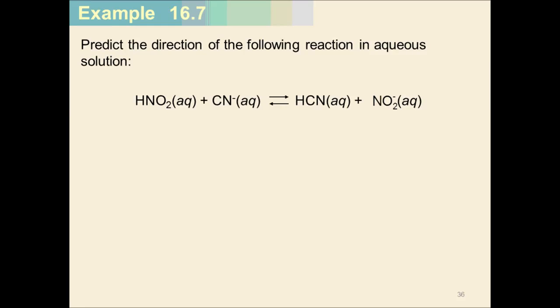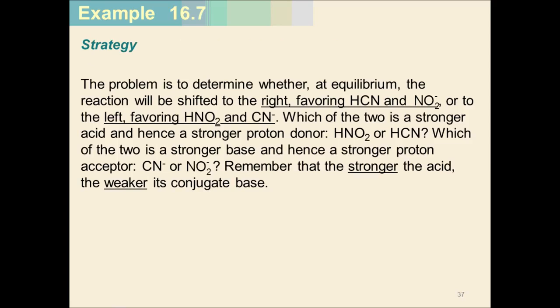On slide 36, let's look at example 16.7. Predict the direction of the following reaction in aqueous solution. We have our nitrous acid plus a cyanide ion will yield our HCN and NO2 1- ion. On slide 37, the problem is to determine whether at equilibrium the reaction will be shifted to the right, favoring HCN and NO2-, or to the left, favoring the HNO2 and the CN1-.